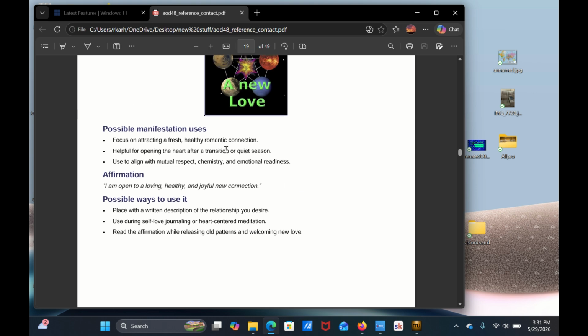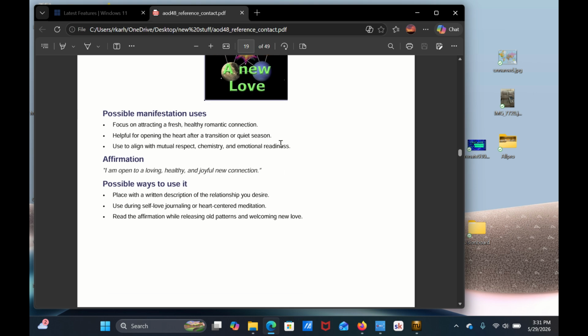A new love. Possible uses. Focus on attracting a fresh, healthy, romantic connection. Helpful for opening the heart after a transition or quiet season. Used to align with mutual respect, chemistry, and emotional readiness. Affirmation. I am open to a loving, healthy, and joyful new connection.